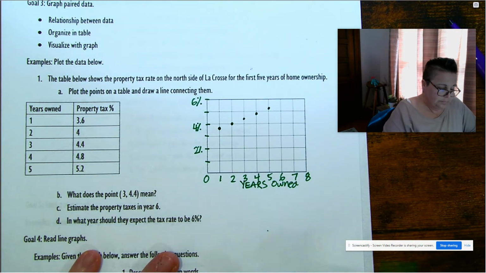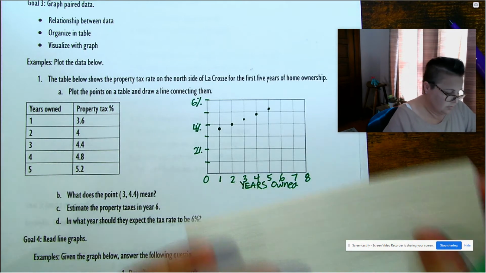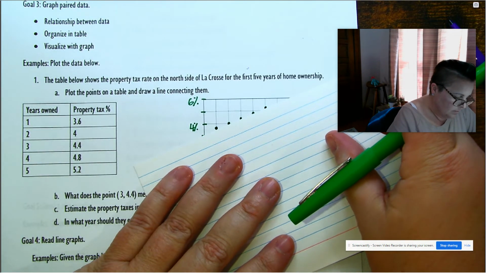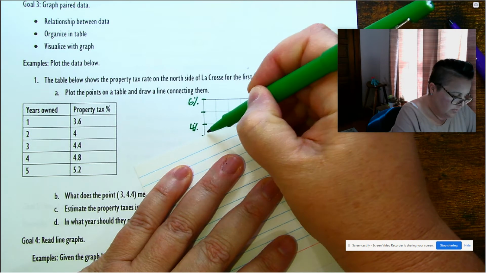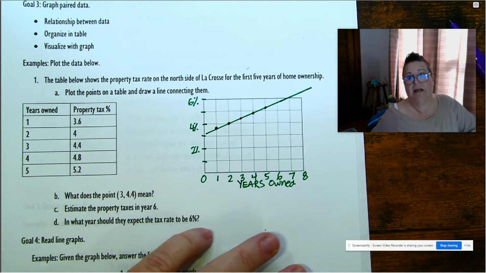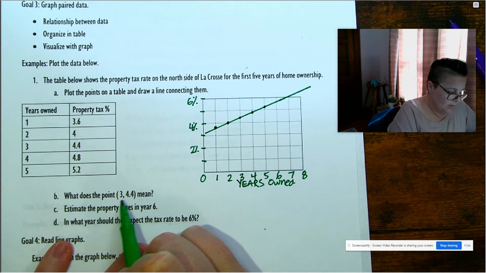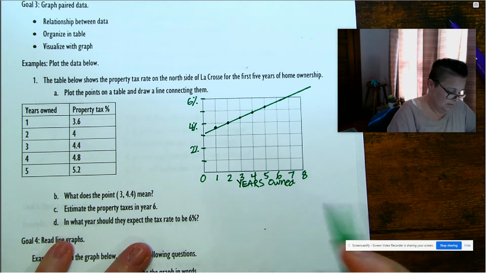All right. This is what the graph would look like. And then I want to plot or draw the line that would connect them. So this is about, right? And you see I'm letting the line go off the graph a little bit. That's fine. What does the point 3, 4.4 mean?